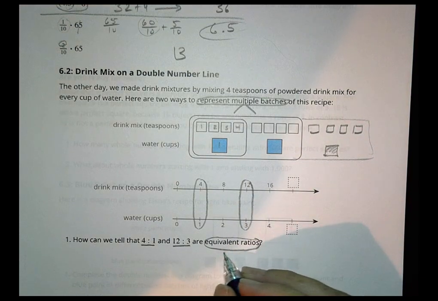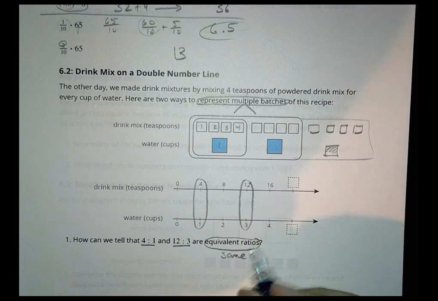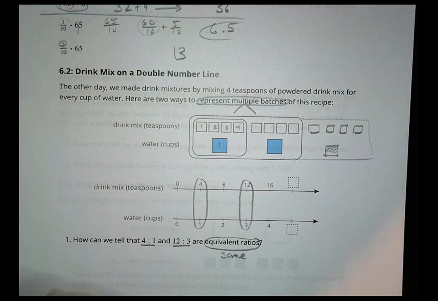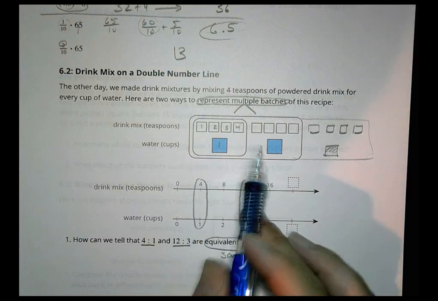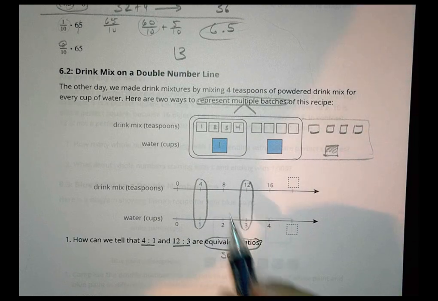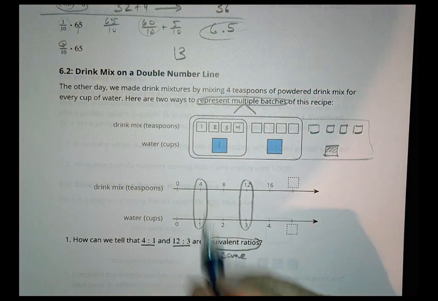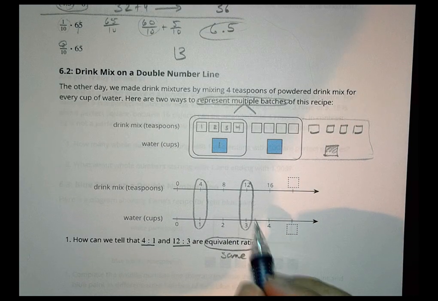When we're talking about equivalent, we're talking about things being the same. If we're talking about a drink mix, we're saying they taste the same, like we talked about before with the paint colors looking the same when you mix enough blue with white or whatever it might be. Here we're talking about things tasting the same. So how can we tell that these are going to be equivalent ratios there?